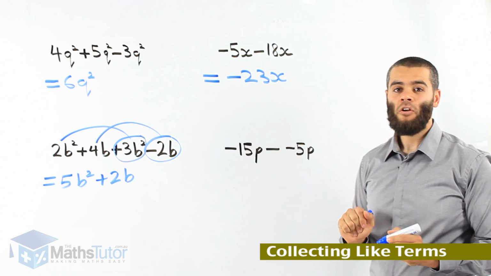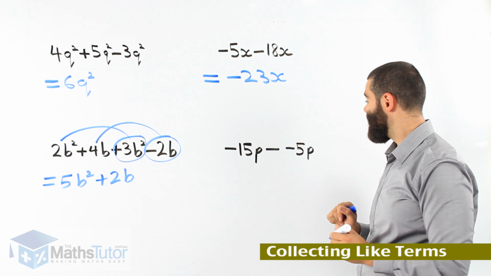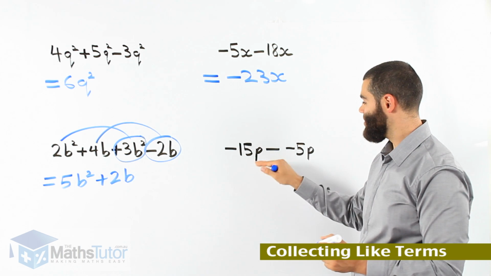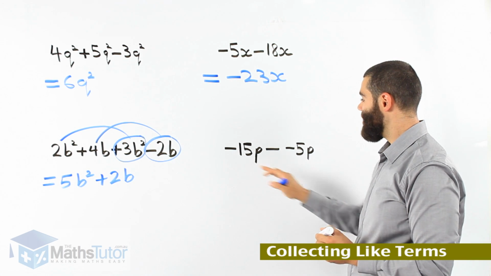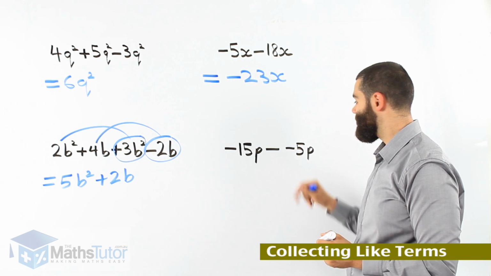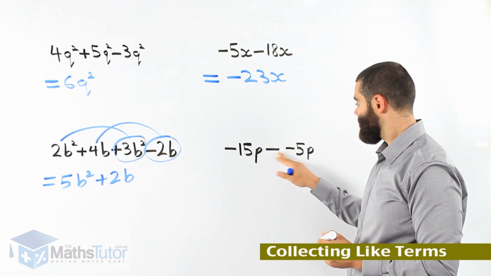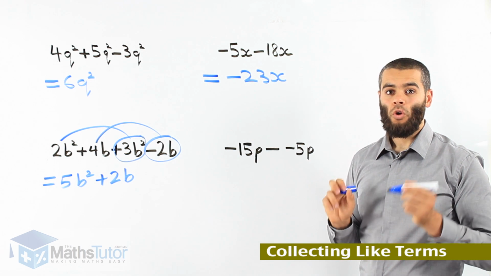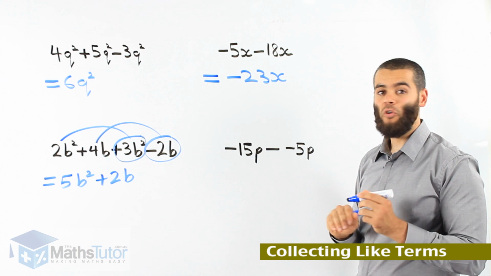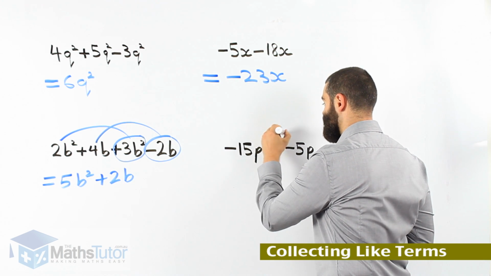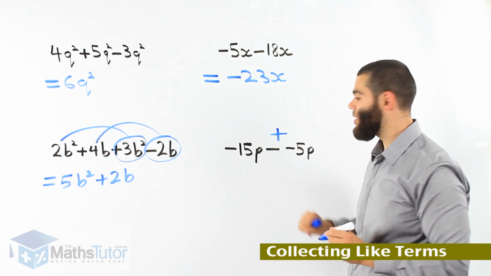Now here, minus 15p, take away negative 5p. Are they like terms? We have a p and a p. Yes, they are like terms. So minus 15p minus negative 5p. Well, what do you notice? Two negatives next to each other. We learnt that two negatives next to each other join forces and become a plus.